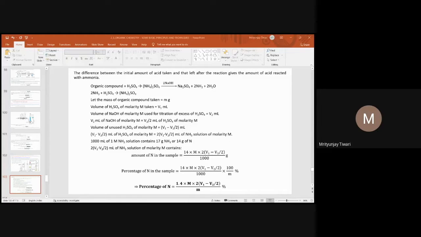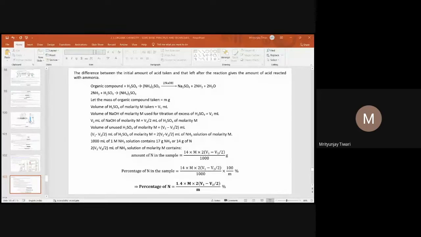So 1 ml of M molar ammonia solution will contain 14 M divided by 1000 gram of nitrogen. So 2 into (V1 minus V2) divided by 2 ml of ammonia solution will contain 14 M divided by 1000, multiplied by this volume 2 into (V1 minus V2) divided by 2. This is the amount of nitrogen, in grams, present in the sample.